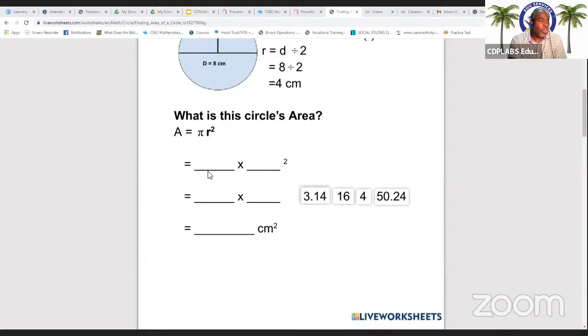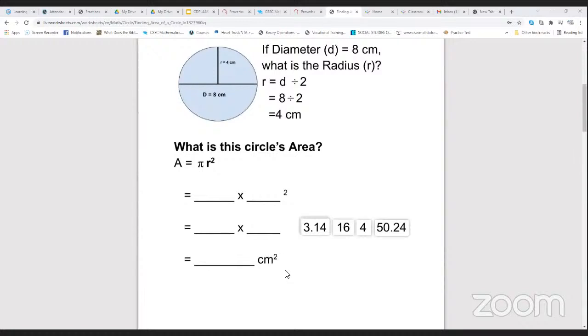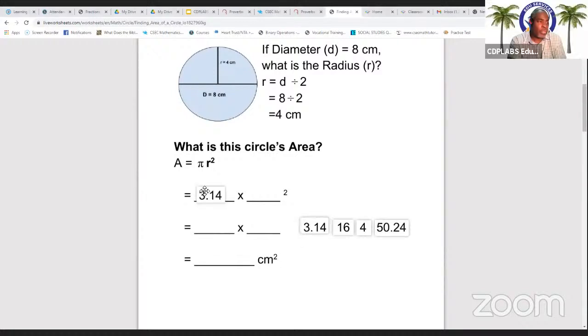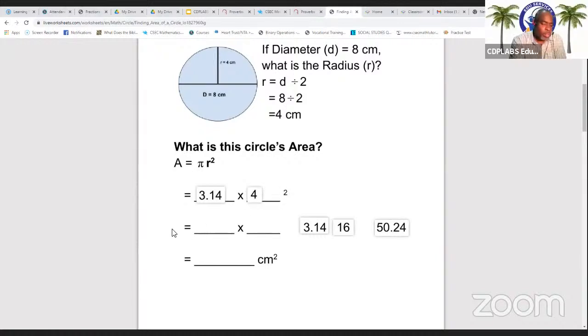All right, so what should I place right here? Which of these numbers should I place right here, sir? 3.14. 3.14, okay, good. What should come right here? 4. 4, good. What should come right here? 8.14.